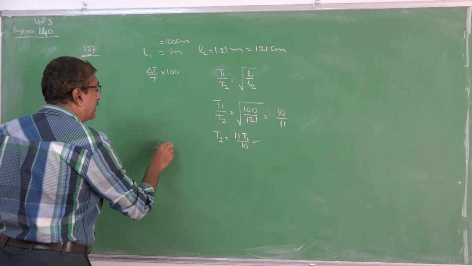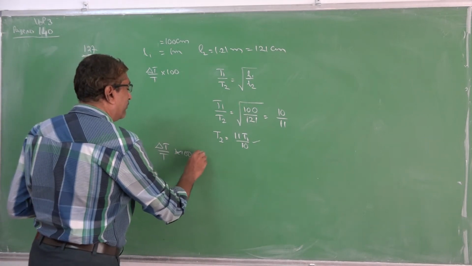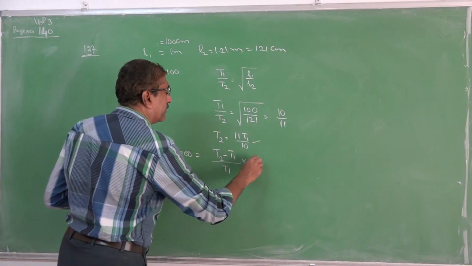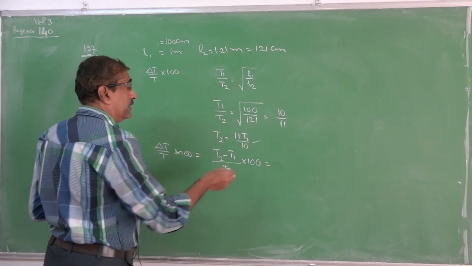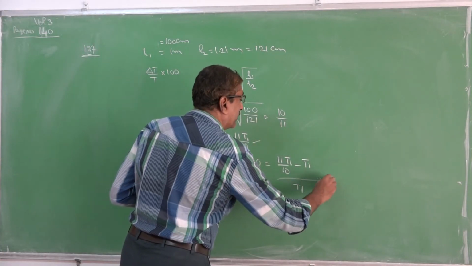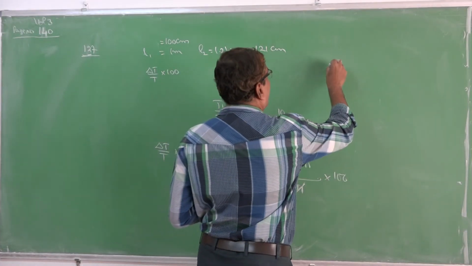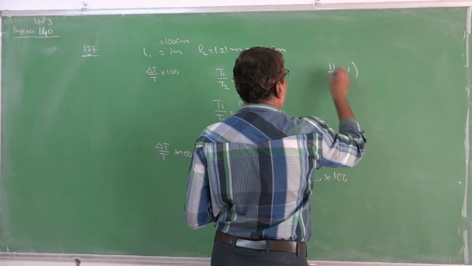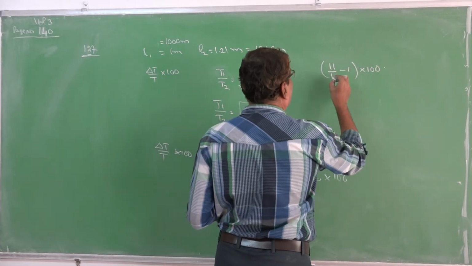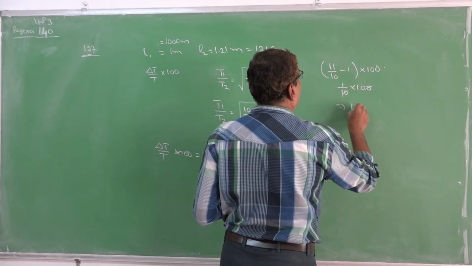Now delta T by T, that means the percentage change, is equal to (T2 minus T1) by T1 into 100. That is (11 T1 by 10 minus T1) by T1 into 100. So cancel this. That is (11 by 10 minus 1) into 100, that is 1 by 10 into 100. That is 10%.